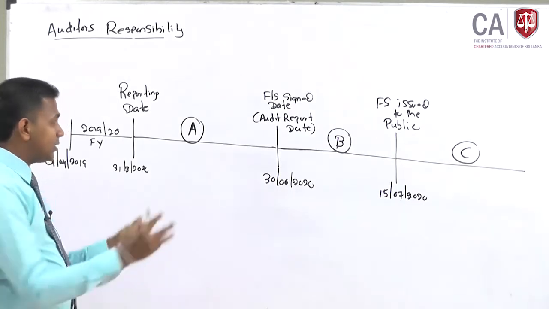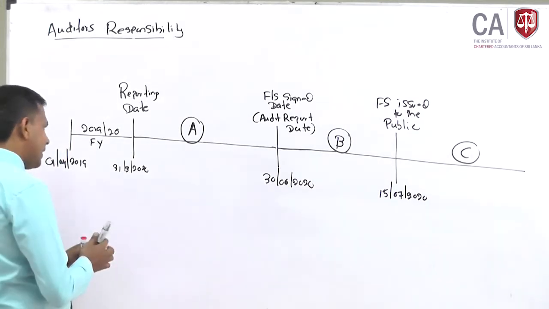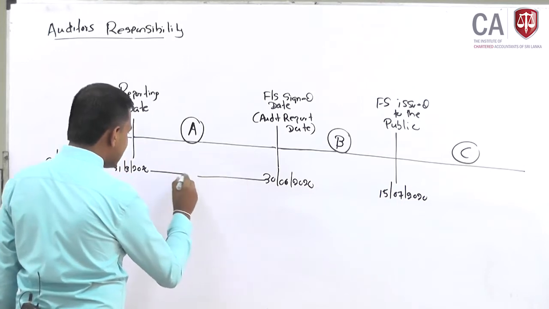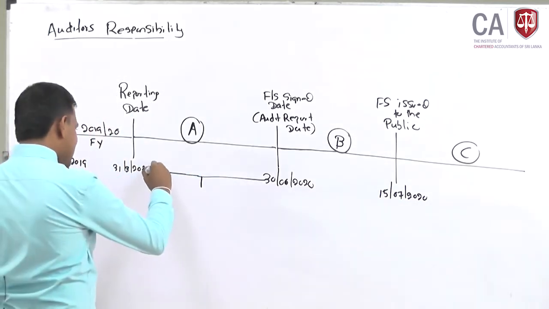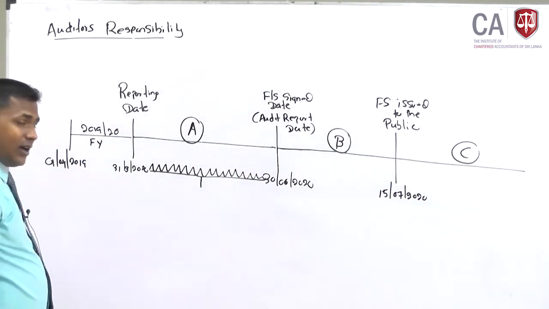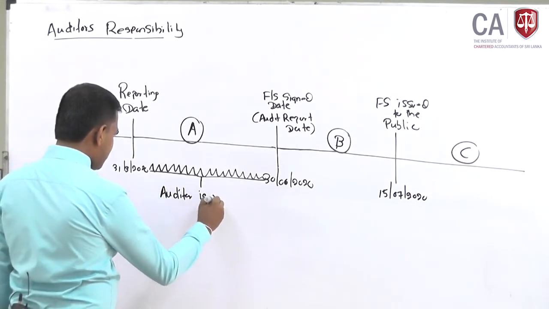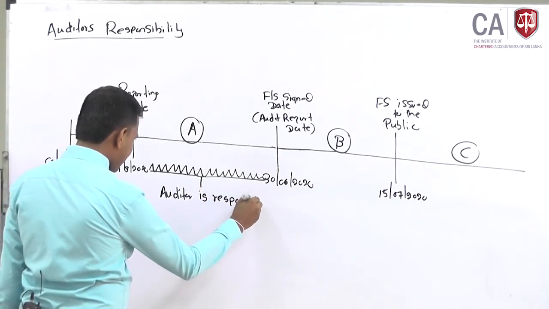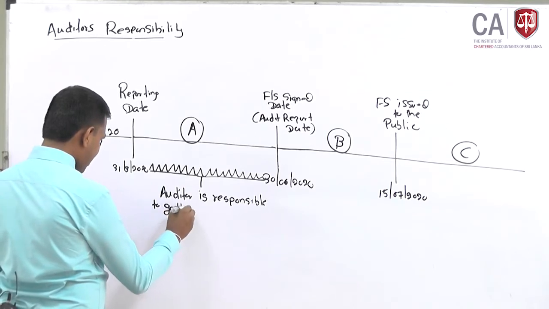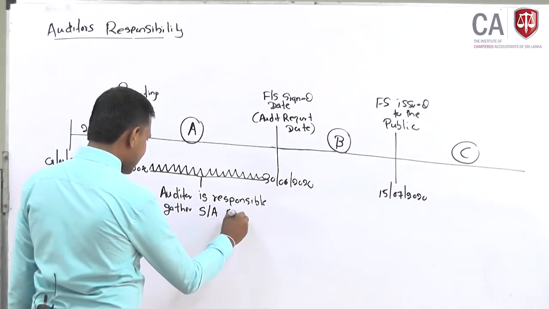Now I am going to tell the responsibility of the auditor on incidents happening between the reporting date and the finance statement sign date. So remember, if there is an incident happening between these 2 dates, the auditor is responsible. The auditor is responsible to gather sufficient and appropriate, can you remember the word? Audit evidences.